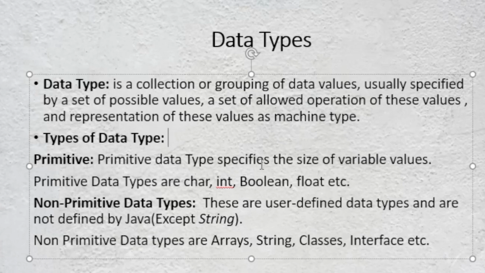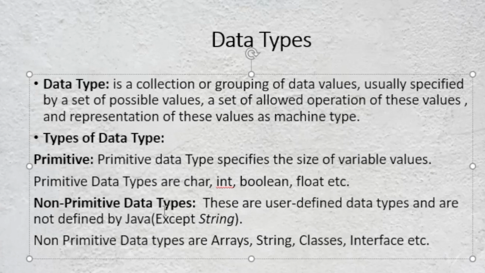Primitive data types have a specific size of the variable's value. Primitive data types specify the size of the variables when first created. Primitive types are like character type, integer type, boolean type, or a floating point type.